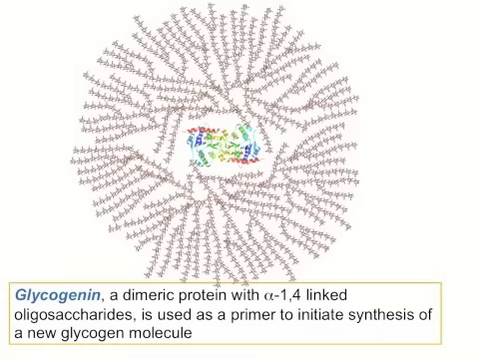This primer is glycogenin. Here we see a cross-section of glycogen. We can see that it is a highly branched polymer of glucose. In the center, we see a protein that is shown in ribbon diagram, and this is glycogenin. It is a dimeric protein with alpha-1,4 linked oligosaccharides already attached. It is used as a primer to initiate the synthesis of a new glycogen molecule.